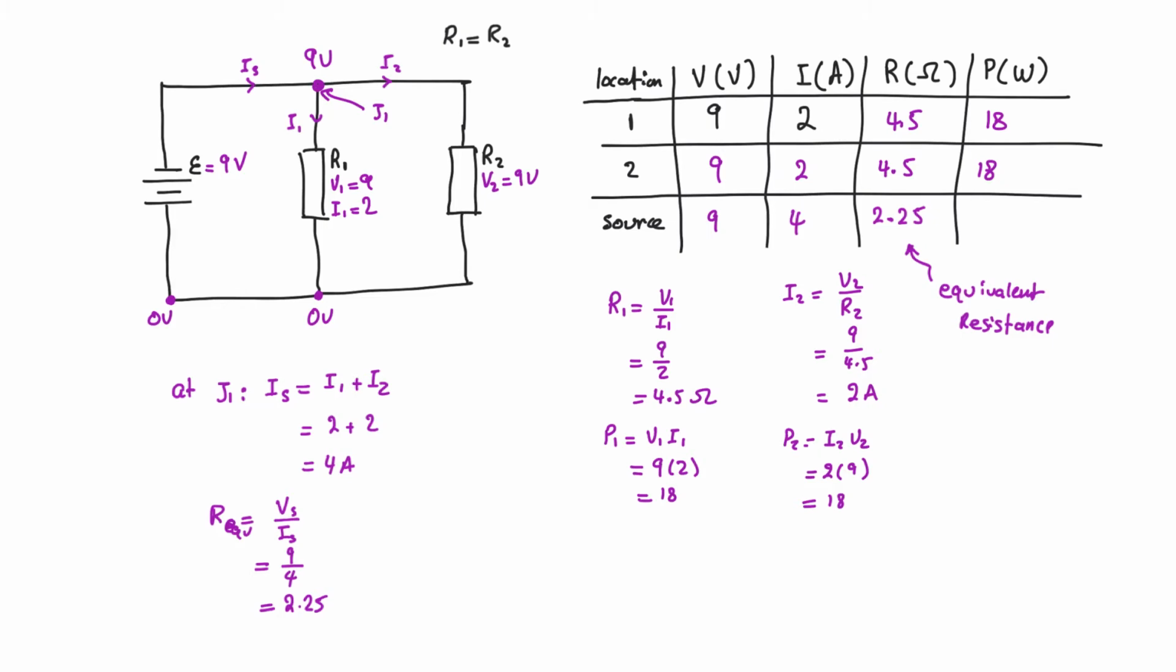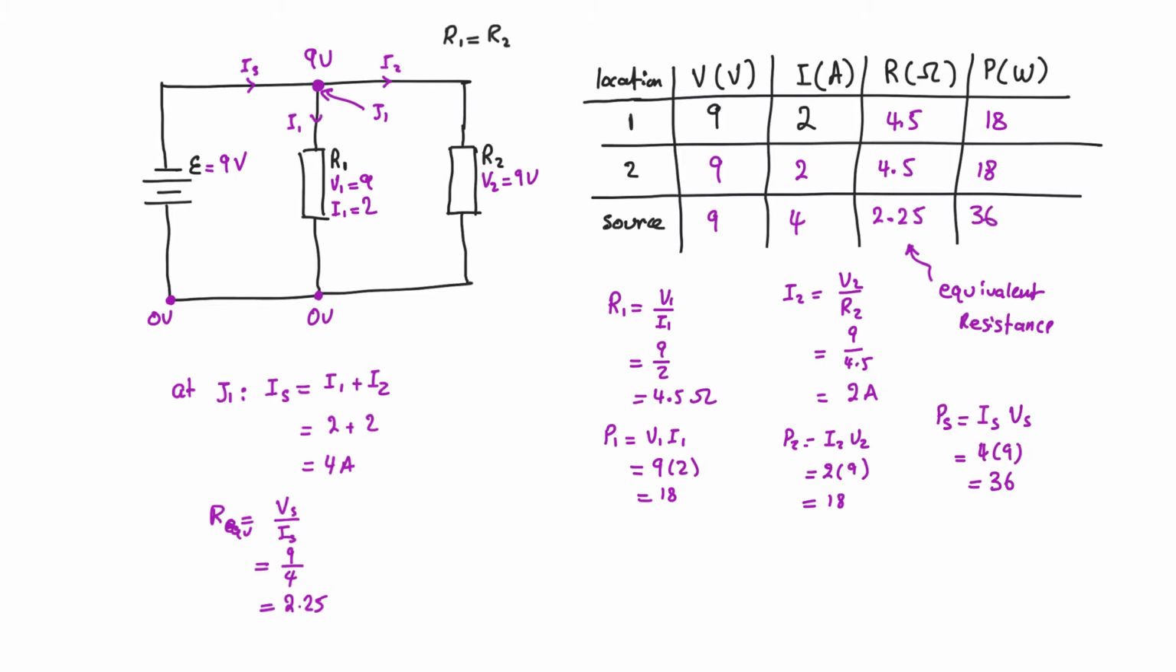The last step is to find the power coming from the source, and that's going to equal the current from the source multiplied by the potential difference across the source, and that is 4 times 9, which is going to equal 36. I'm going to put that final value here.